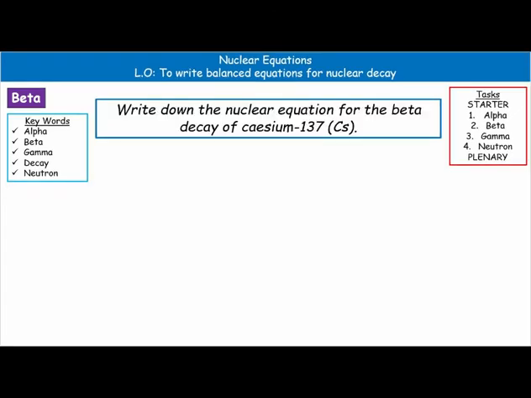Okay, your turn again. Have a go at answering this question for me. Write down the nuclear equation for the beta decay of cesium-137. So again, you want to get your periodic table out to help you with this. So I'm just going to give you a couple of minutes to have a go at writing that nuclear equation in your books.